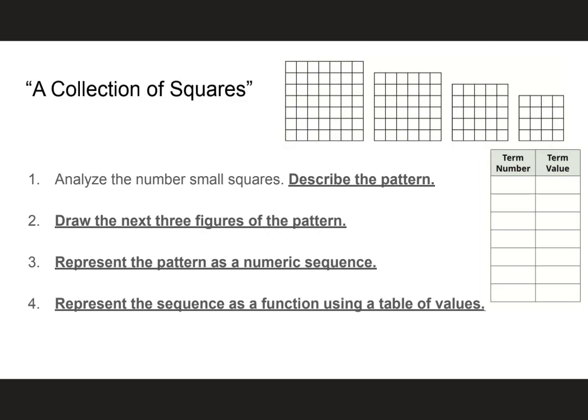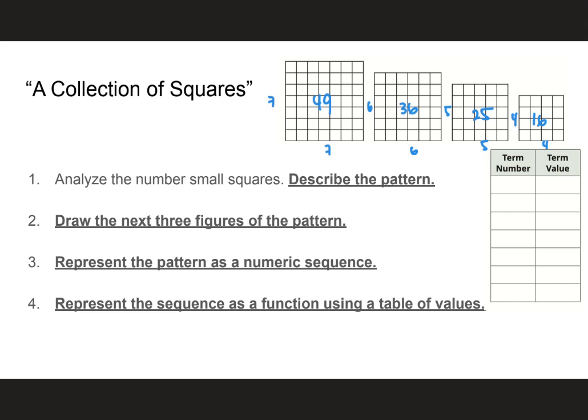All right, so this one is a group of figures. It says analyze a small number of squares, describe the pattern. So if we count the number of squares here, I believe it starts at a 7 by 7, which means there are 49 total squares. And then we go down, we go 6 by 6, which would mean that there's 36. And then we have a 5 by 5, that would mean there's 25. And then we have a 4 by 4, that's 16.